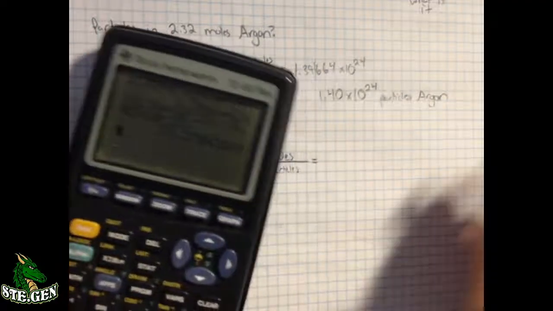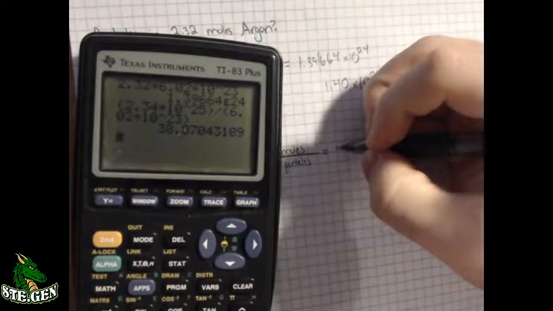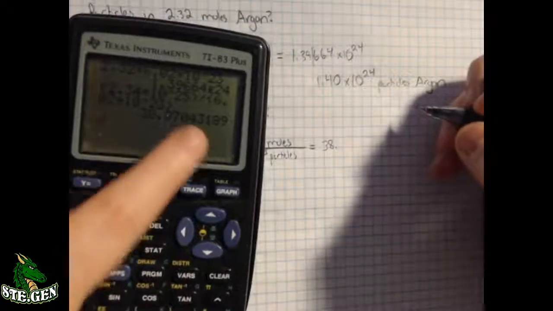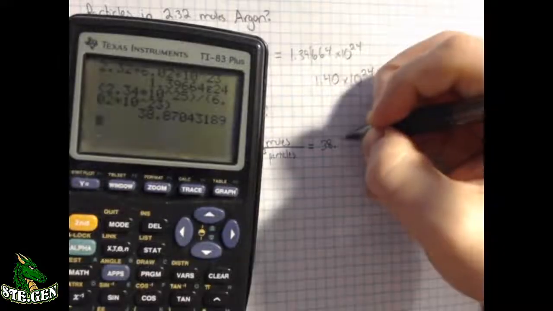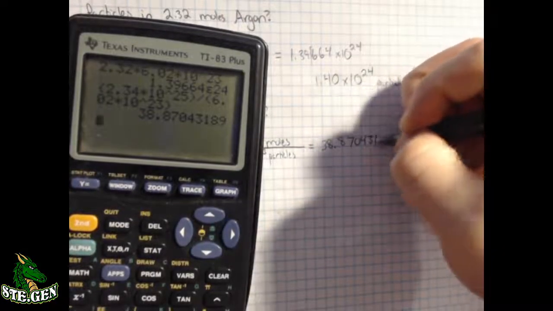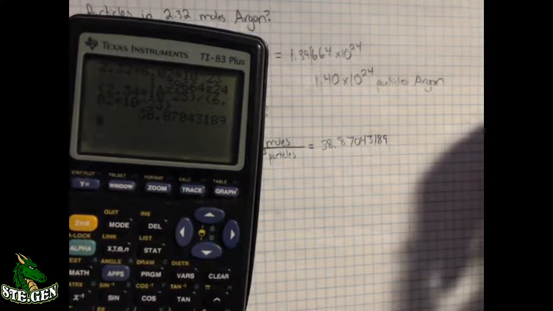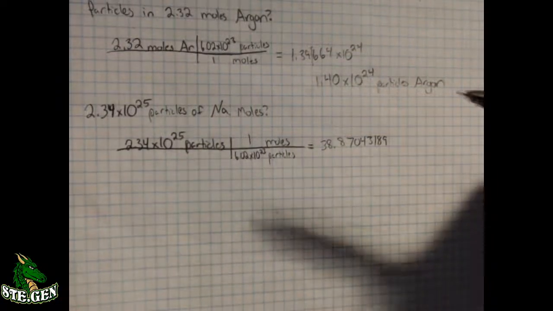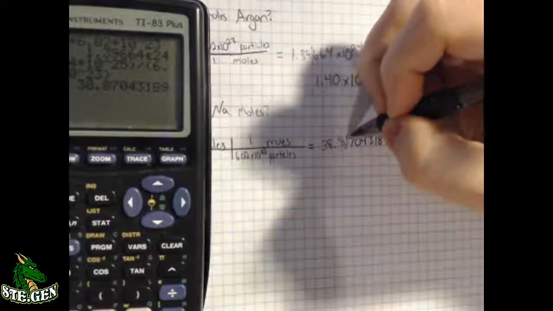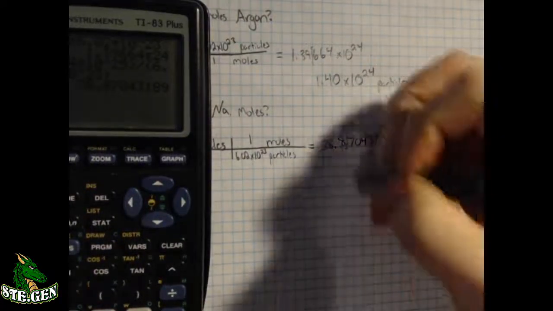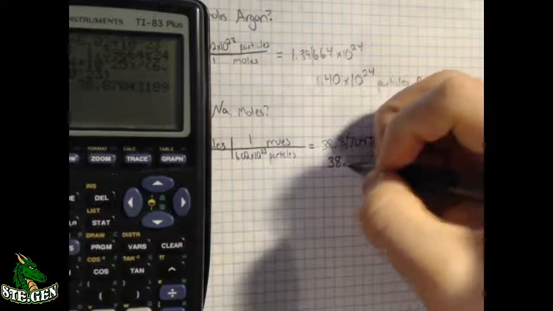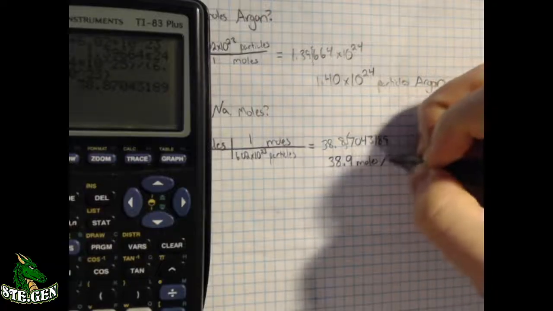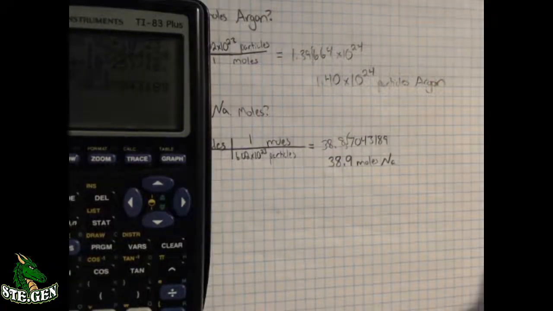And you get 38 point. Let's see, get that off my screen so you can see it. 38.87043189, which we are going to round to 3 sig figs, 2.34. So 1, 2, 3, 7 rounds us up. So our answer to the correct sig figs is 38.9 moles of Na, which is a lot. That is a lot of moles of sodium.